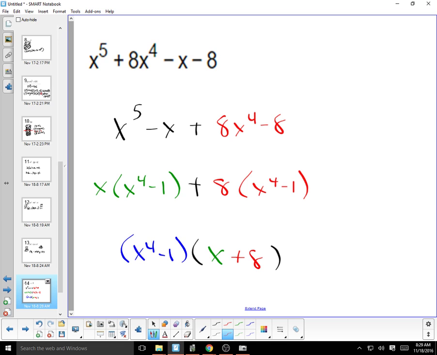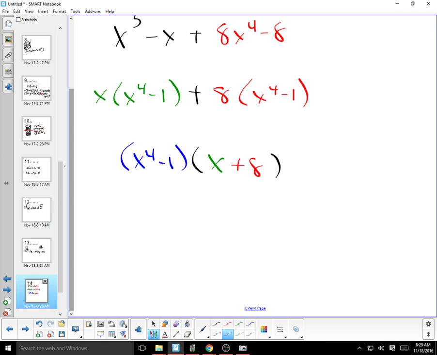Okay? Now, we're not actually done at that point. Because if you look at this bottom one, the blue part, that's actually the difference of squares. So this is going to get factored quite a few more times. It can be factored as x squared plus 1, x squared minus 1, and then of course the last part, which is x plus 8. Correct?